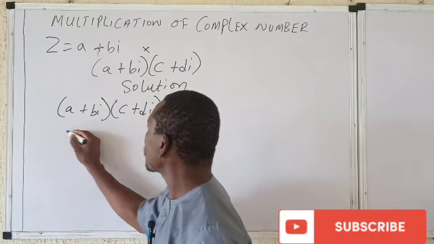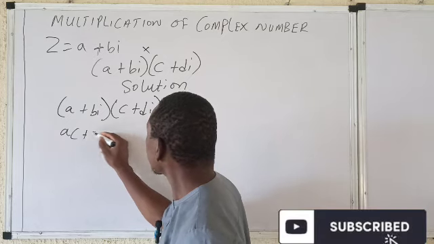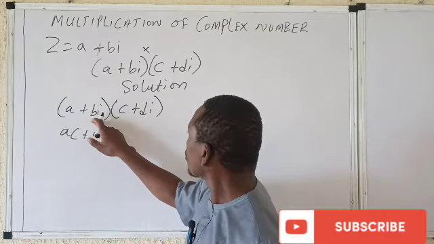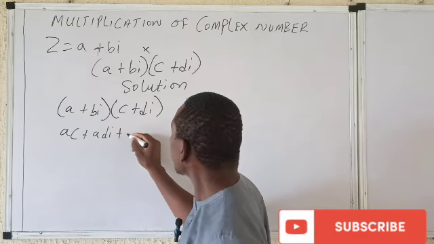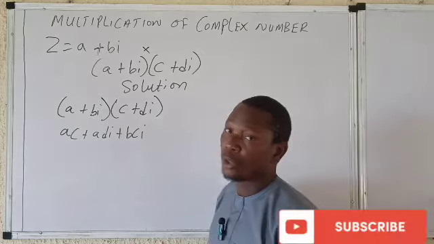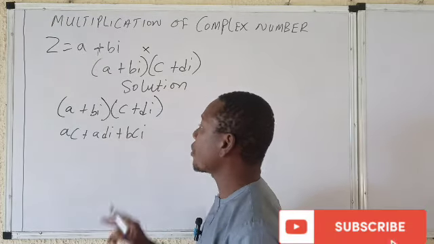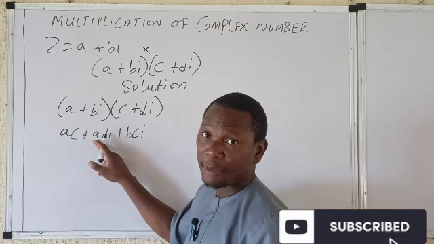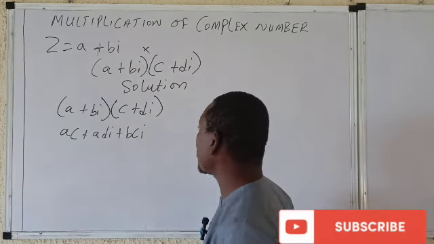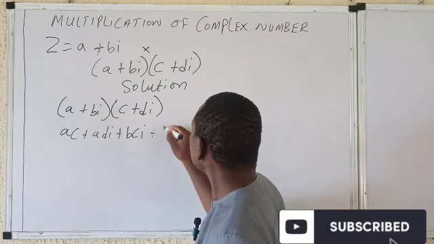This times this, you have ac. This times this, you have plus adi. Use this to multiply this, you now have plus bci. Now note the order in which the alphabets come does not matter. Please take note of that. This one can come first. But the fact that a as the alphabet comes before d is the reason why I'm arranging it this way, and it's more appropriate in that manner. If you use this to multiply this, you now have plus bdi.